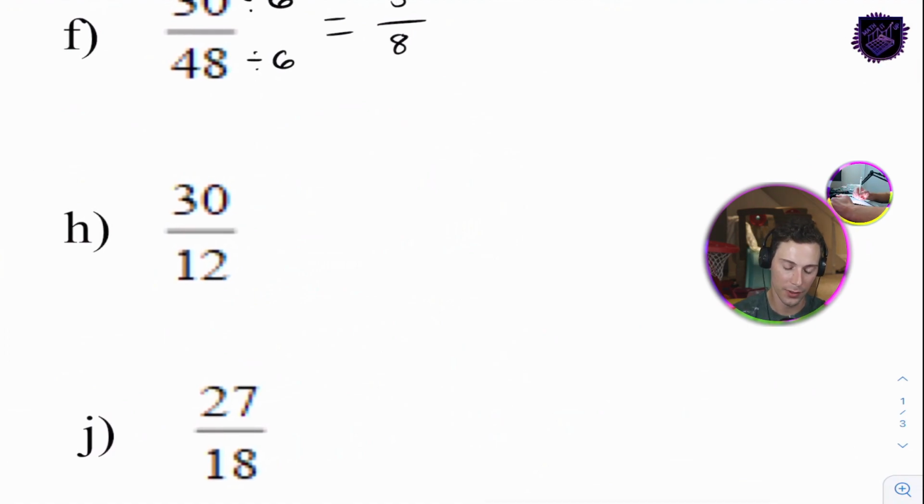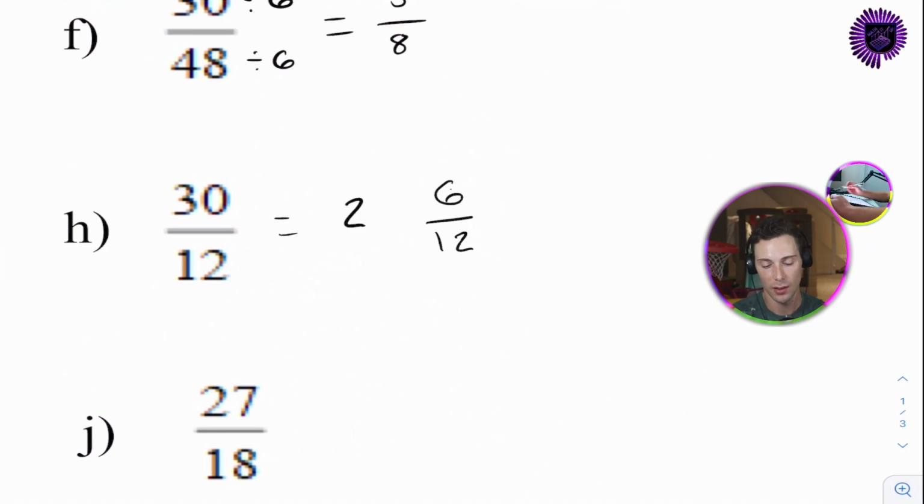30/12. So first thing we're going to do, we're going to see how many groups of 12 we can get from 30. So 30 minus 12, and then minus another 12 is going to be 6. So this is going to be equal to 2 and 6/12. 12 plus 12 is 24. 30 minus 24 is 6. 6/12. And this can be reduced. The greatest common factor is 6. And we can simply change this to 2 and 1/2.